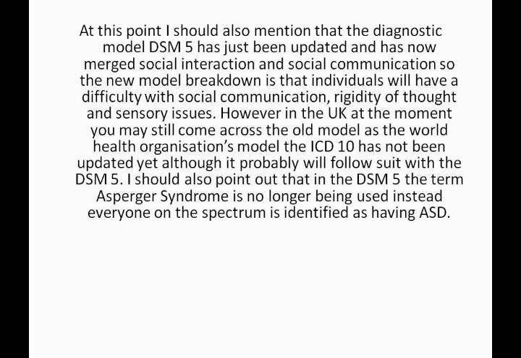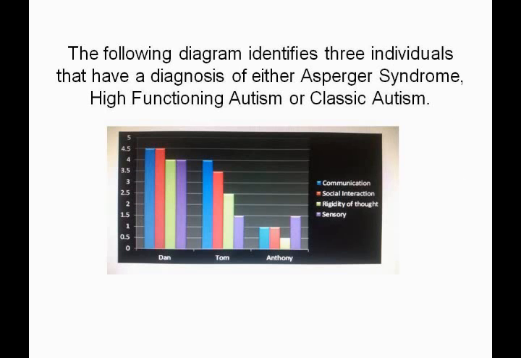I should also point out that in the DSM-5, the term Asperger's syndrome is not being used. Instead, everyone on the spectrum is identified as having ASD. The following diagram identifies 3 individuals that have a diagnosis of either Asperger's syndrome, high-functioning autism, or classic autism. You can clearly see that although they have different names associated with their diagnosis, they do indeed have very similar traits, although how these traits impact on the individual will be very different.